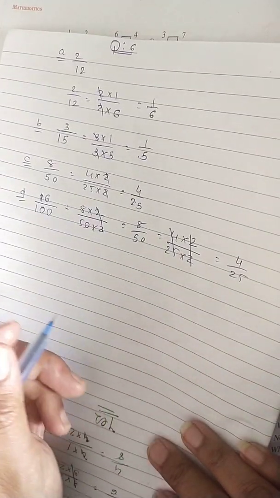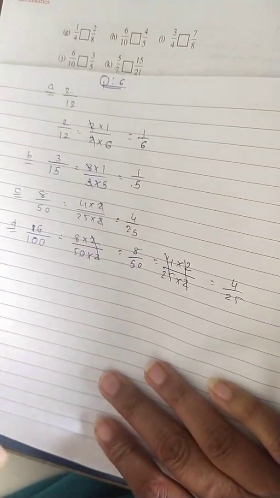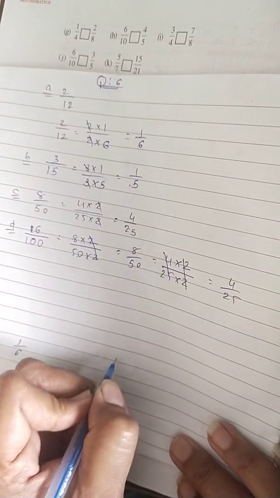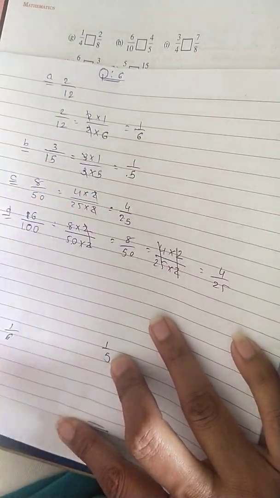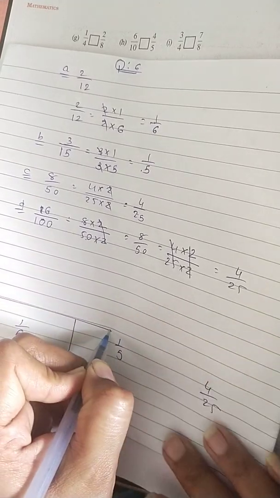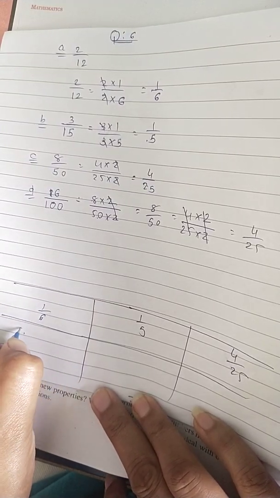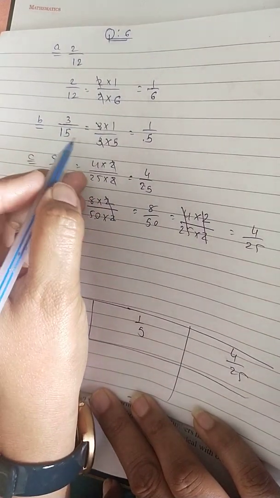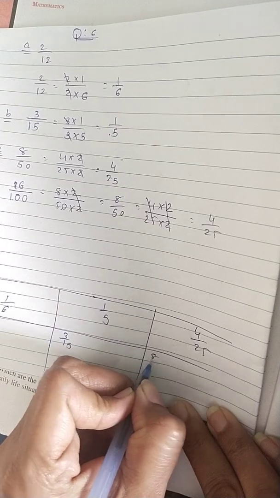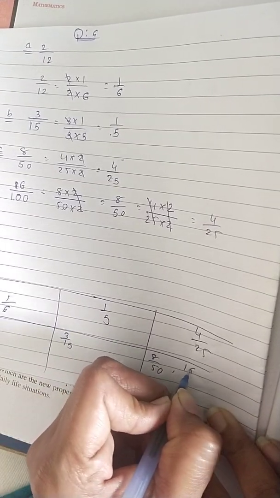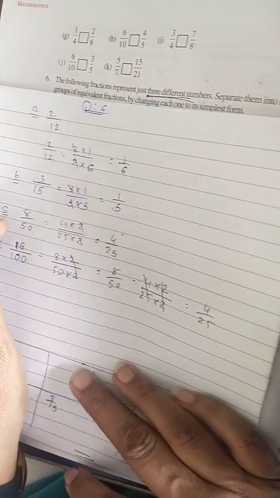So down, students, you have to make over here 1 by 6, 1 by 5 and 4 by 25. Which number represents 1 by 6? Okay, so here you have to write 2 by 12. Which number is 1 by 5? 3 by 15. Which one is 4 by 25? So 8 by 50 and 16 by 100. Understood? Now we have to do E.